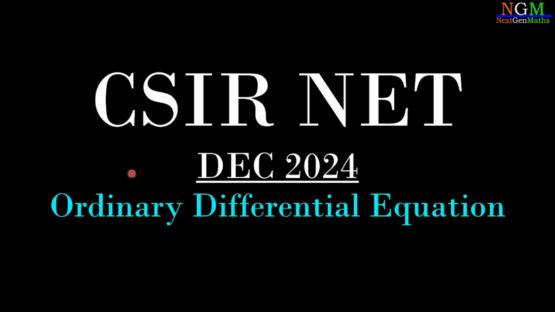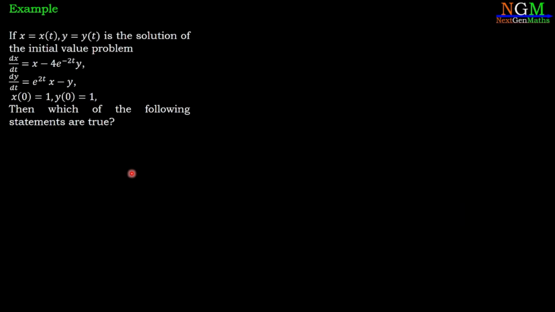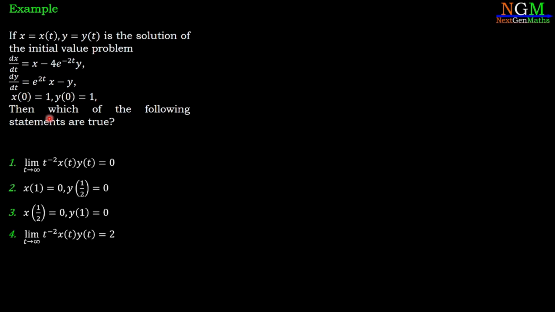Hello friends, in this video we are going to discuss the CSIR NET December 2024 problem of ordinary differential equations. The problem is: x equal to x of t, y equal to y of t is the solution of the initial value problem dx/dt equal to x minus 4 e^(-2t) y and dy/dt equal to e^(2t) x minus y, with the initial conditions x of 0 equal to 1, y of 0 equal to 1. Then which of the following statements are true?